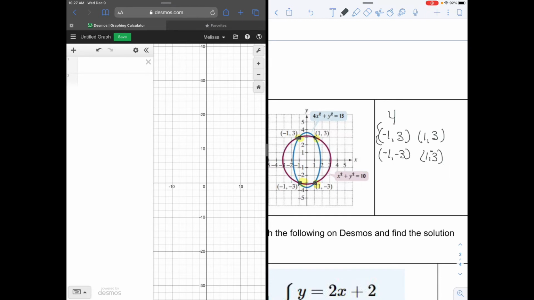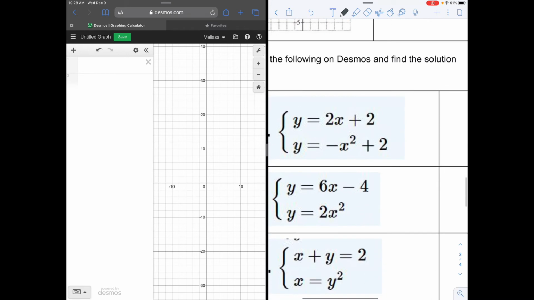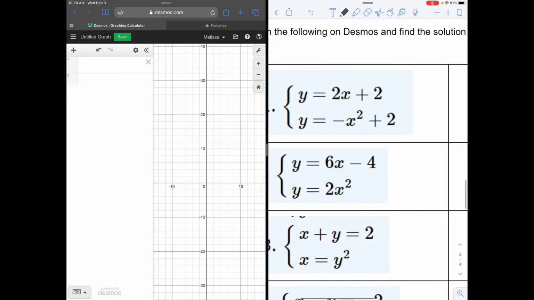Okay, and it has 4 solutions. All righty, so what you should be able to do at this point is, if you see a system of equations graphed, tell the number of solutions and what those solutions are. In this next section, you're going to be given the equations and then asked to find where they intersect, asked to find the solutions.